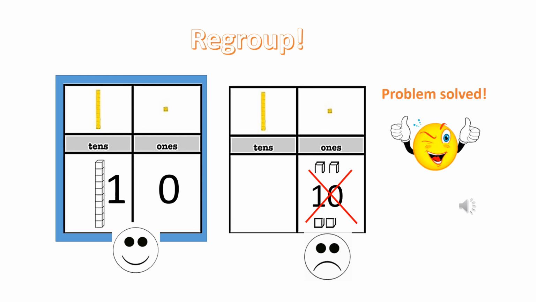We used regrouping to move 10 little ones into the tens place as a 10 stick. So 1 10 stick and 0 ones is the proper way to show the number 10 in a place value chart. 1 10 and 0 ones. 1 digit in each place value.